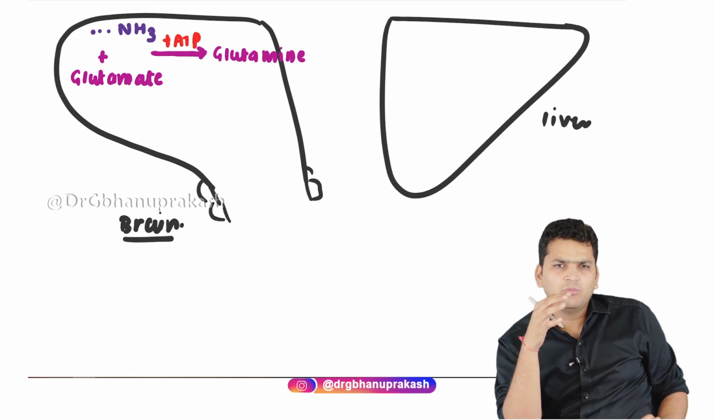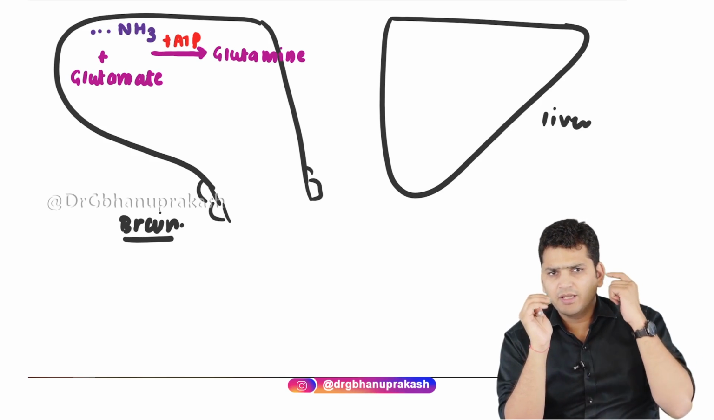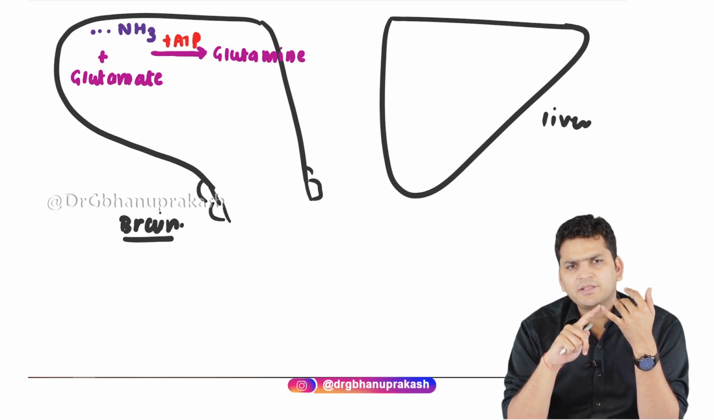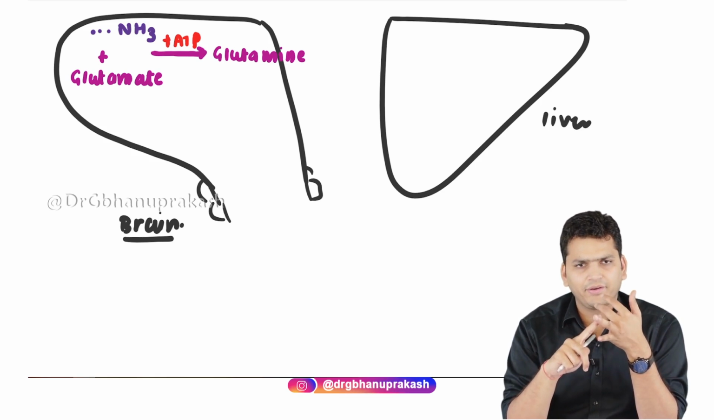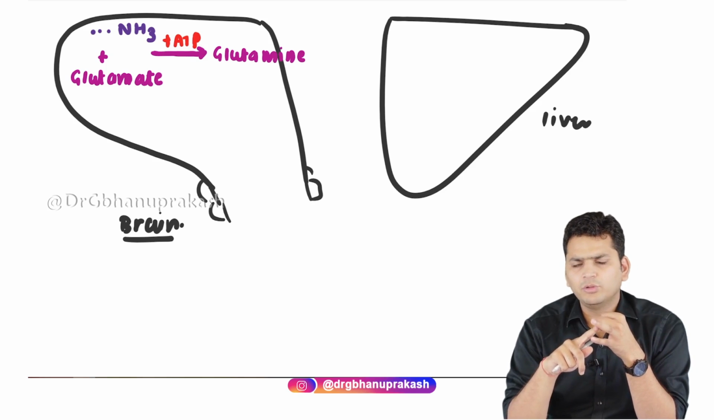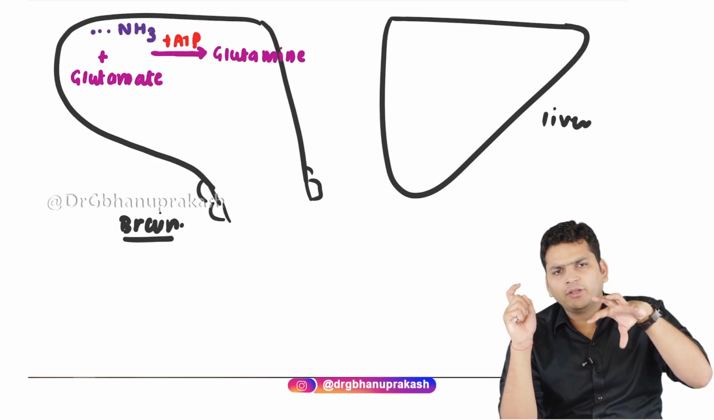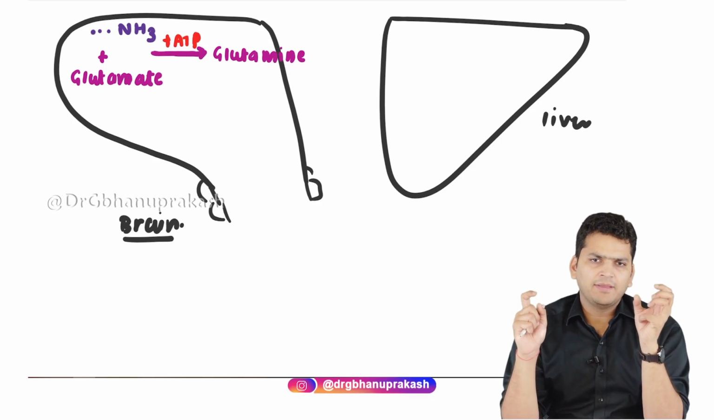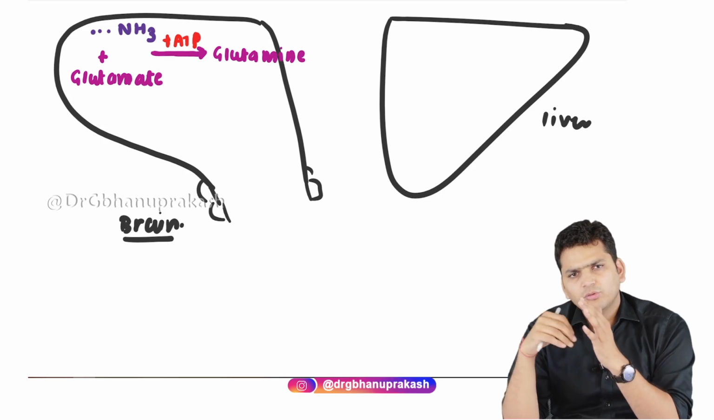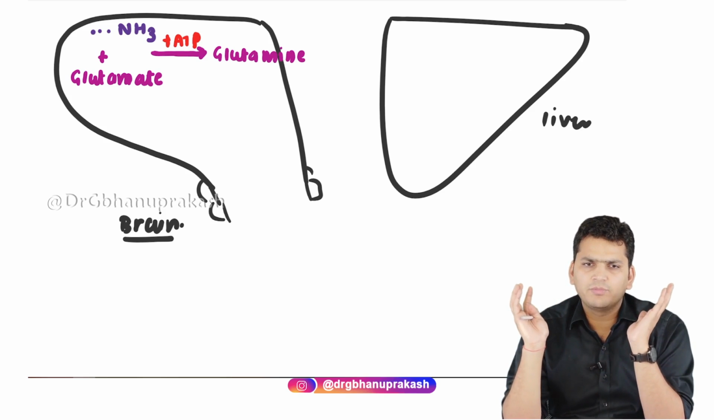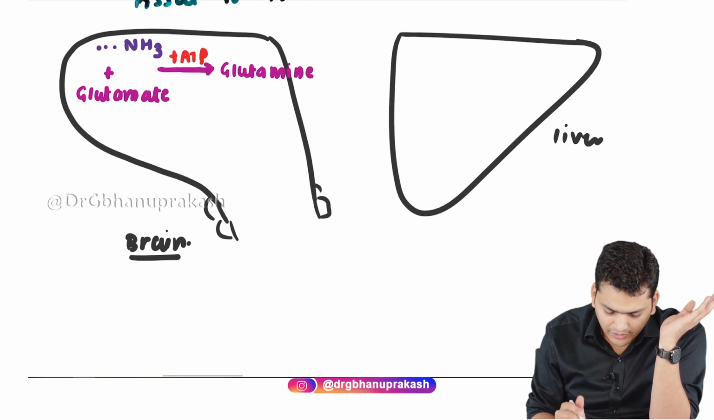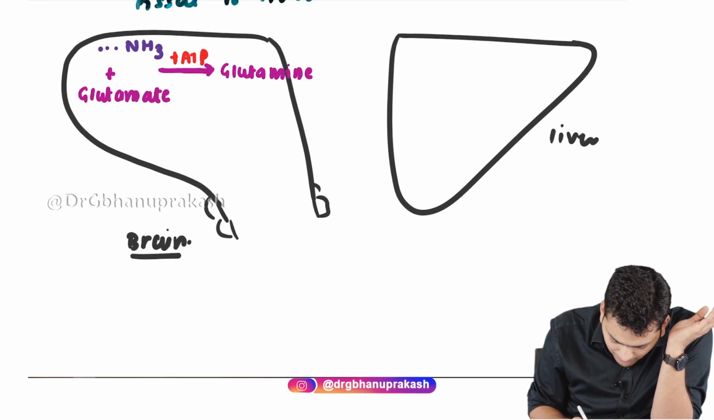Whenever you synthesize any molecule, just pay attention, the name of the enzyme is either going to be synthase or synthetase. This is a thumb rule: whenever you are synthesizing a molecule using energy, the name of the enzyme is synthetase. And if you are synthesizing a molecule without energy, the name of the enzyme is synthase. So here we are synthesizing the molecule glutamine with the help of ATP. So the name of the enzyme is glutamine synthetase.